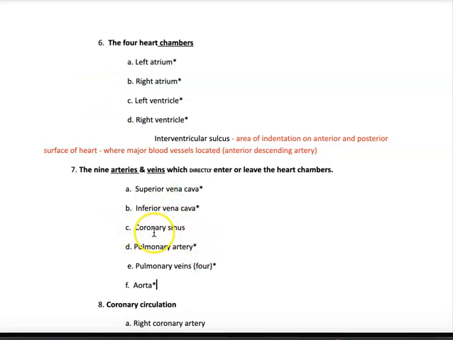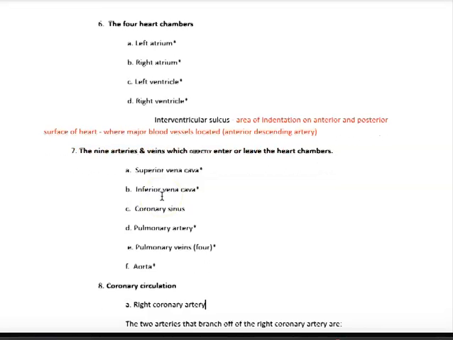The coronary sinus is the large vein in the posterior part of the heart that's going to dump blood from the heart back into the right atrium, okay, back into the right atrium. And you'll see that on one of the pictures, the posterior view of the vessels of the heart. The superior and inferior vena cava, pulmonary artery, veins, and aorta, those are all discussed and used when you go through order of blood flow through the heart.